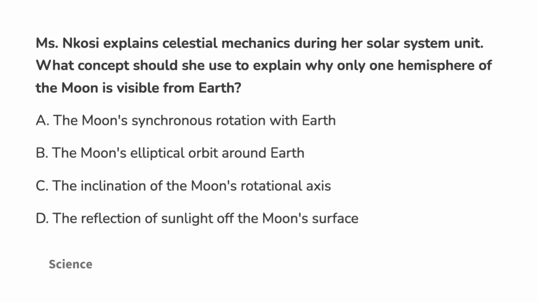Miss Nikolsky explains celestial mechanics during her solar system unit. What concept should she use to explain why only one hemisphere of the moon is visible from Earth? The correct response here is letter A, the moon's synchronous rotation, where it rotates about its axis in exactly the same time it takes to orbit Earth, results in only one side being visible from Earth.